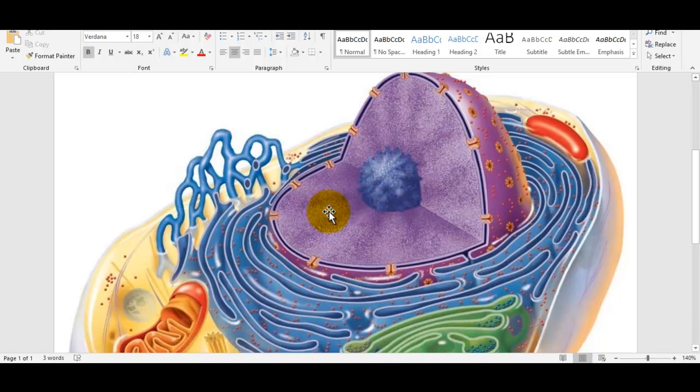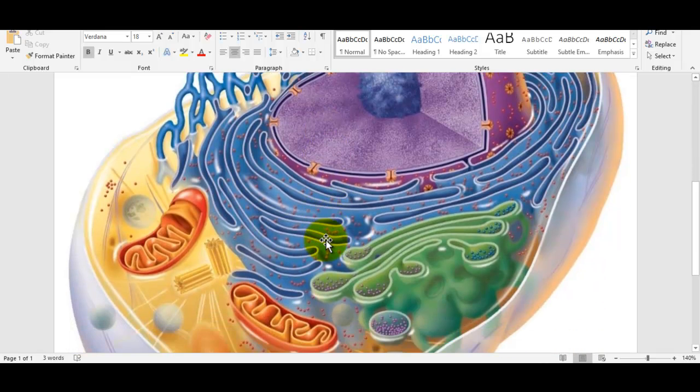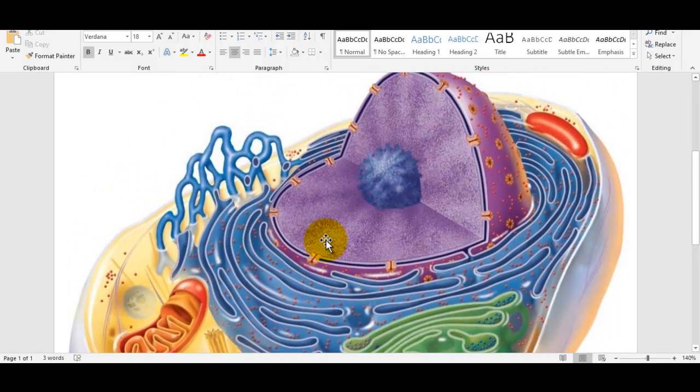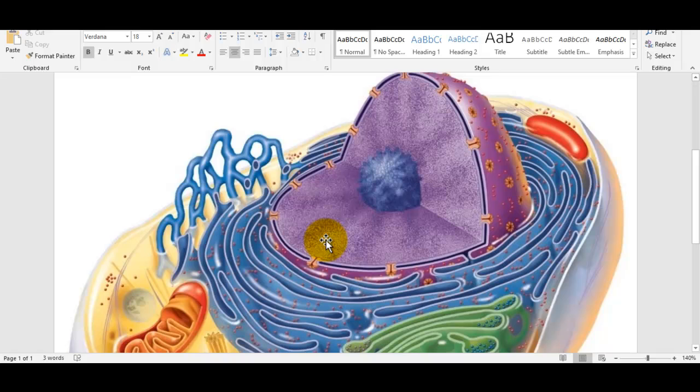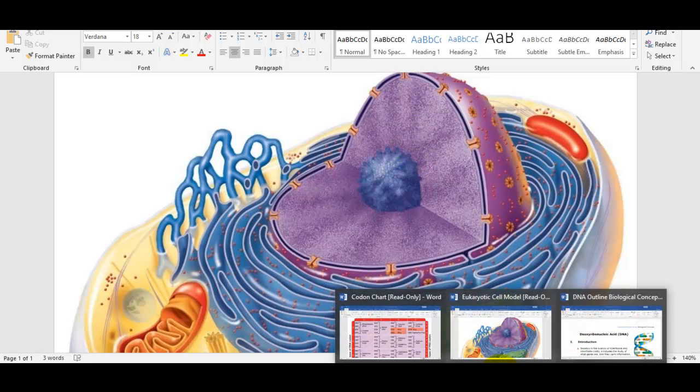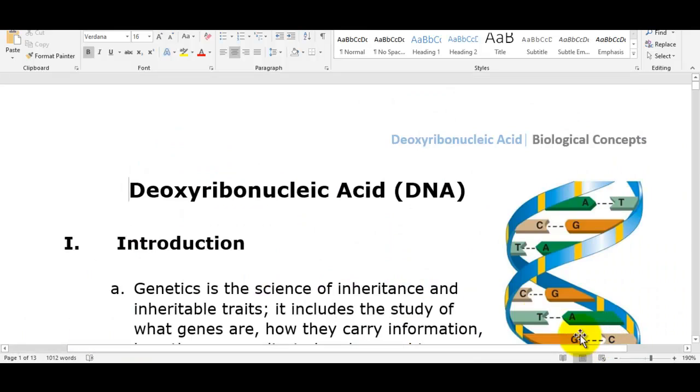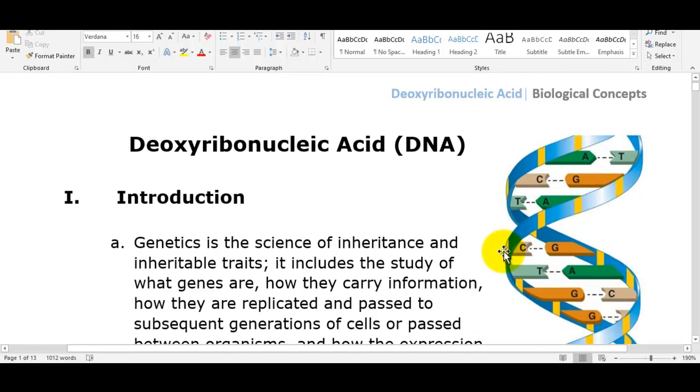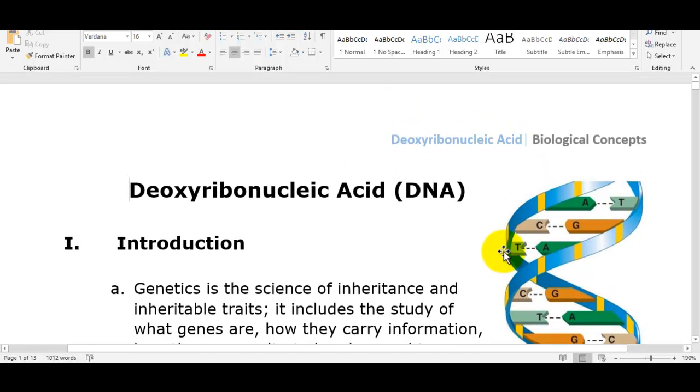Well, when a cell is going to make something, make a protein, anything, skin pigment, sweat, anything a cell is going to produce, it will copy a section of DNA in the form of RNA. Then the cell, specifically at the ribosome, and we'll go to those in a minute, will read that genetic code, and then the cell will produce whatever the gene is telling the cell to produce.